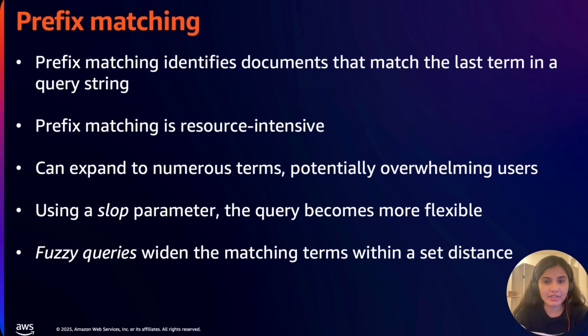Also, when you're using a slop parameter, the query becomes more flexible in accommodating changes in the order of search terms. This parameter helps in determining the allowed number of words that can appear between words within a query phrase. Now, fuzzy queries widen the matching terms within a set distance. OpenSearch matches these terms against its indices with a default maximum expansion of 50 terms set by max expansions. Now, let's try by ourselves on how we can run a prefix matching query on Amazon OpenSearch.